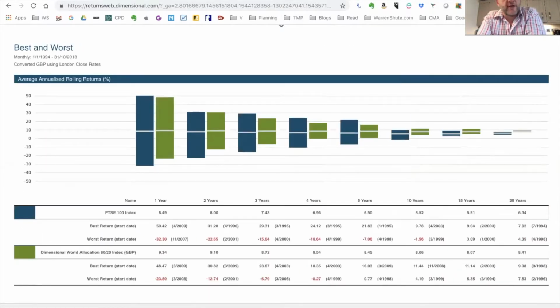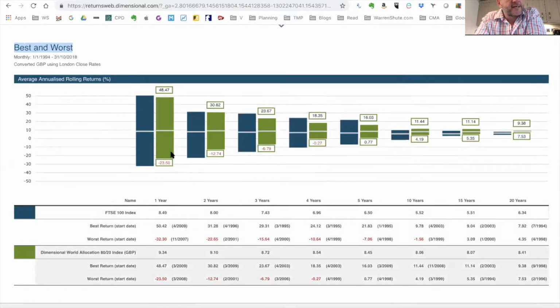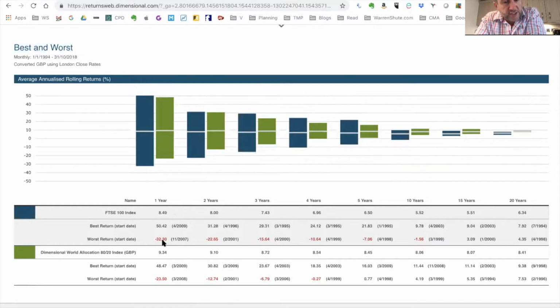And this final chart basically shows the best and the worst returns over these periods. Again, the blue line is the FTSE 100, the green line is one of the portfolios we have in our office, and the bar in the middle is the average. Looking at the table below, you can see that over a 12-month period, just in one year, the worst return is minus 32%, but the best return is 50%, and that's the date in which it happened. Now, that's a massive variance there.